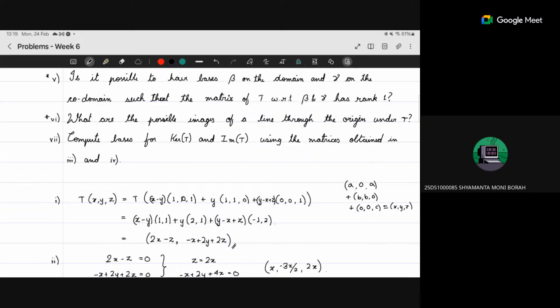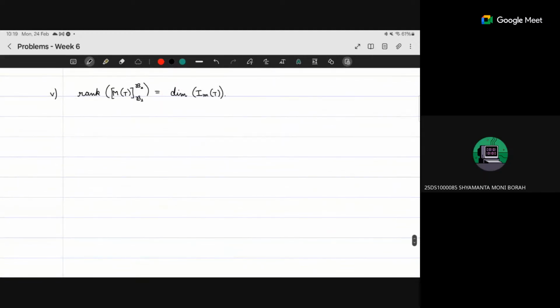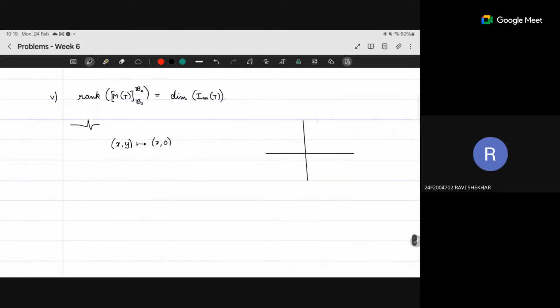Do you understand this star question? No, sir. Okay, let's take a simpler example, not this. Let me break it up. Now look at (x, y) going to (x, 0). So what is actually happening? Reduction in dimension. So all of these straight lines are collapsing to this point, right?